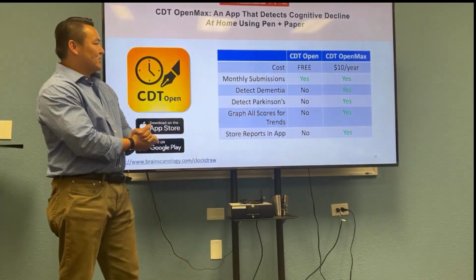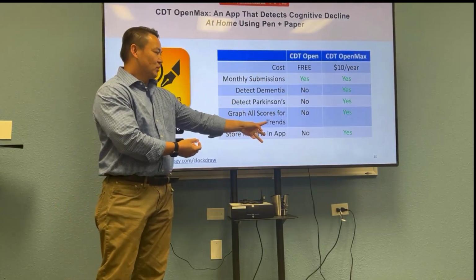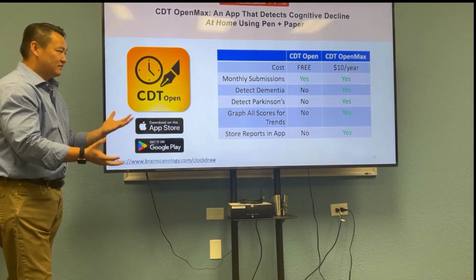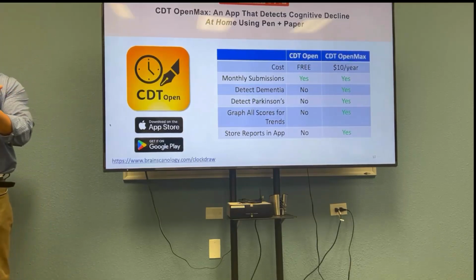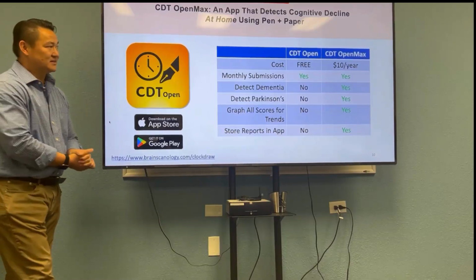And so the free version only detects dementia, okay? And it doesn't store your report, so you have to download it to your phone. And it gives no analytics. Like your blood reports, right? Nobody ever graphs your blood reports over 12 months for you. They just hand you that report for that time, right? So that's the free version.